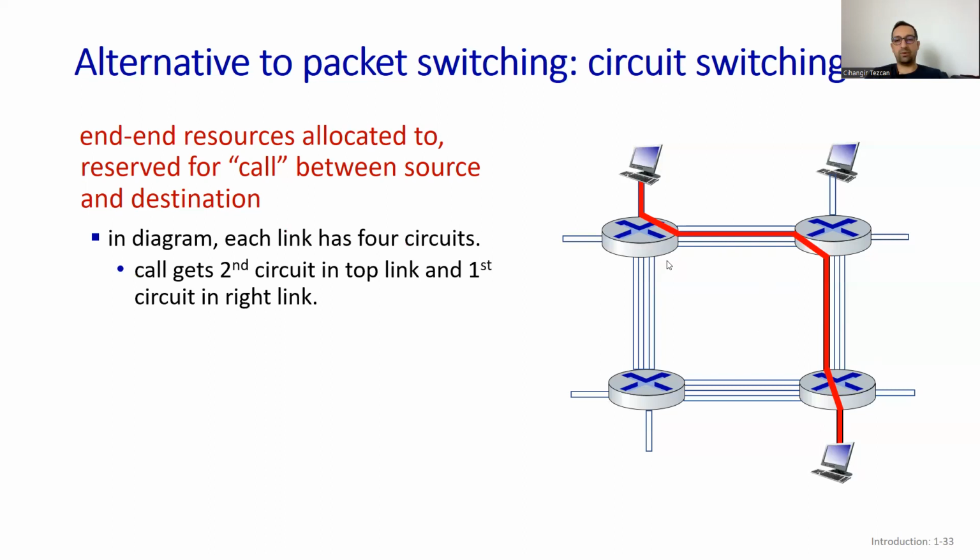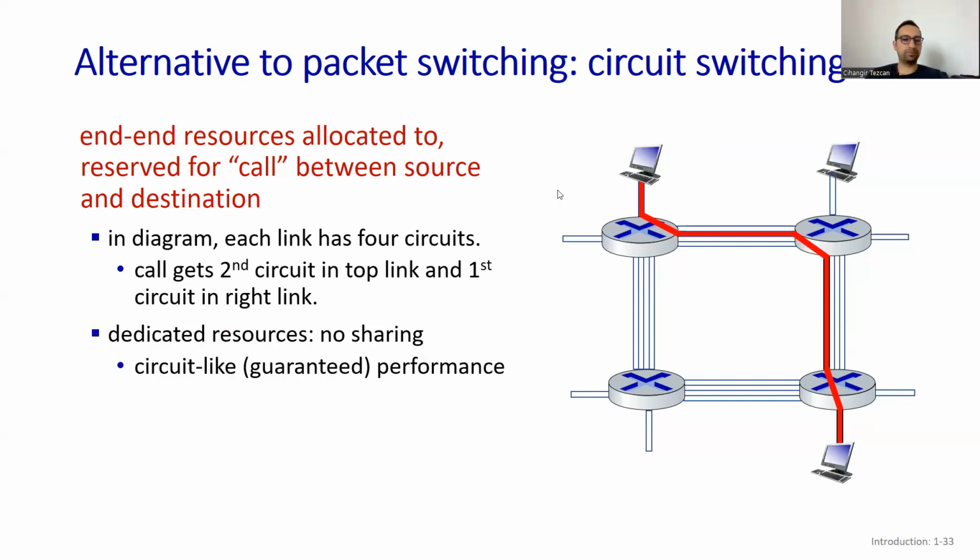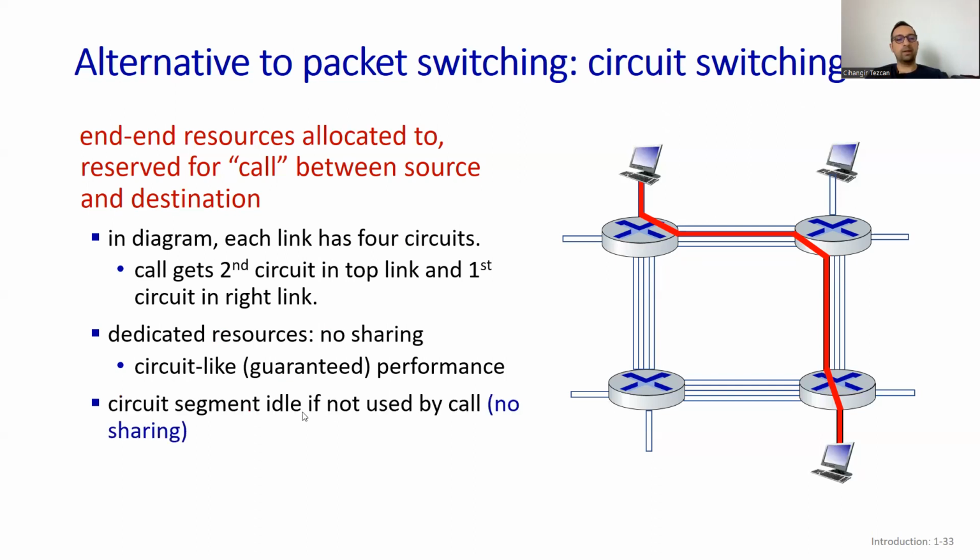In the diagram, each link has 4 circuits, as drawn like this. The call gets the second circuit in the top link and the first circuit in the right link. Okay, since you reserve them, nobody else can use them. That is the catch. Dedicated resources, no sharing. This is what I tried to explain. Circuit gives guaranteed performance. A circuit segment is idle if not used by the call, no sharing. So you call somebody, for instance, but you're not talking, but you're on the phone. So actually you're not transmitting any data, but you are using that line, so nobody else can use it.